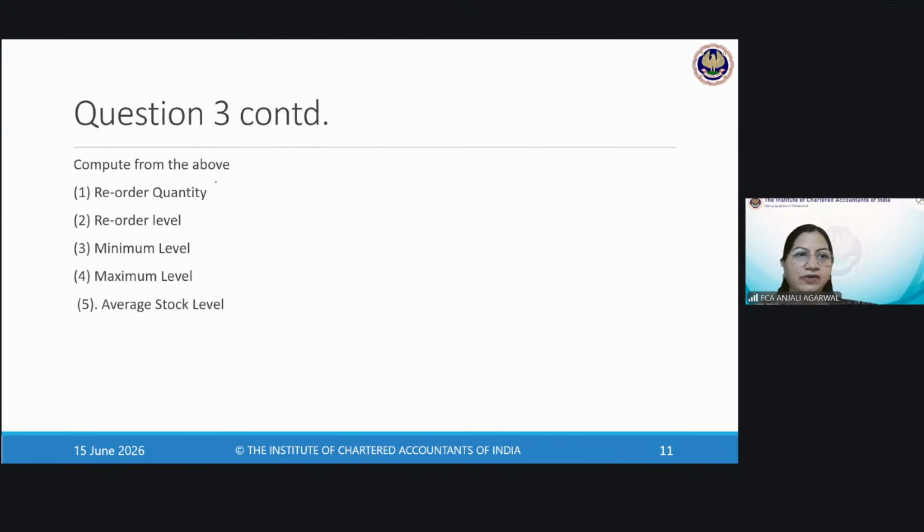So reorder level, reorder quantity is EOQ, okay, which we have calculated. Reorder level is maximum consumption into maximum time, or safety stock plus average consumption into average time. Then what is the minimum level?